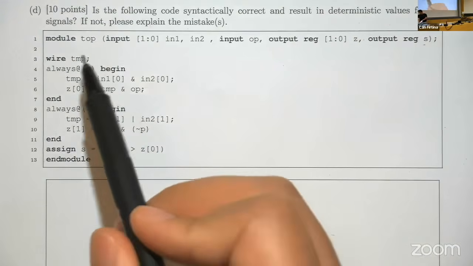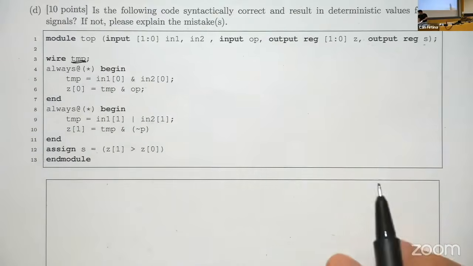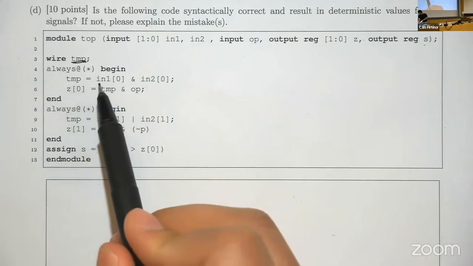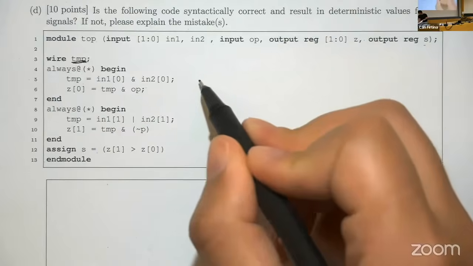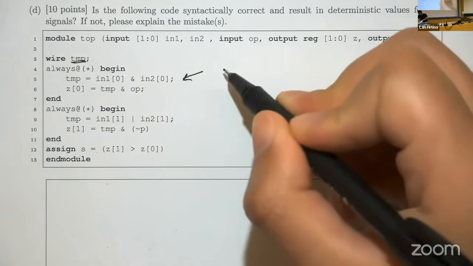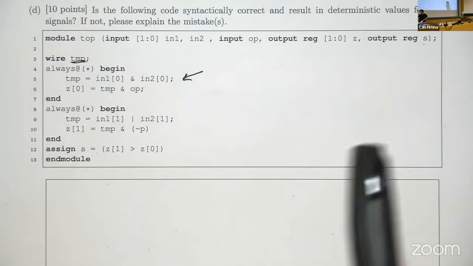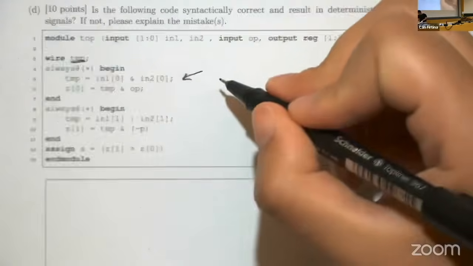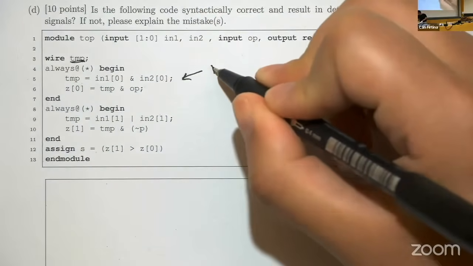And there's a wire declaration here named TMP. Then we have an always statement that makes an assignment to this TMP as in1 and in2. So this is the first mistake. The problem here is because this TMP is declared as a wire, and we're making an assignment to it in an always block. So that's not correct. This is incorrect as problem 1.